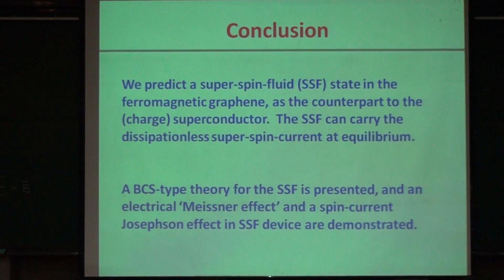So let me make a short conclusion. We predict a spin superfluid or spin superconductor in ferromagnetic graphene, and this spin superconductor carries a dissipationless spin current at equilibrium, so it is a ground state problem. We also propose a BCS-type theory, or non-perturbative theory, and we discuss the so-called Meissner effect in this system. Basically, you can screen the gradient electric field.